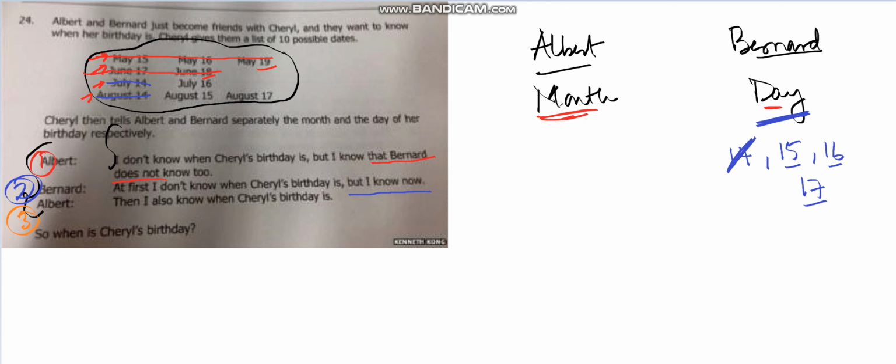And now we look at Albert's final answer: then I also know when Cheryl's birthday is. Albert just knows the month. So from that hint, we know it's either July or August. But if Albert knows when Cheryl's birthday is, then it has to be July, because if it was August, there would still be 2 answers and Albert would not know. But Albert does know, and so it has to be July 16th. July 16th is the right answer.